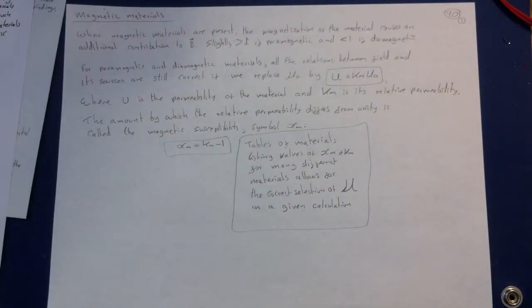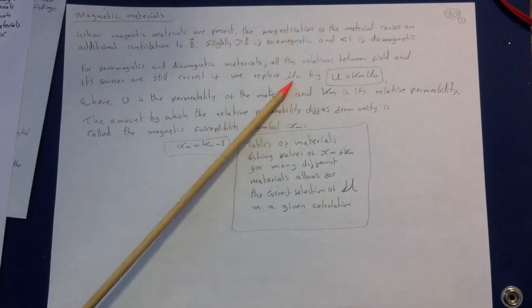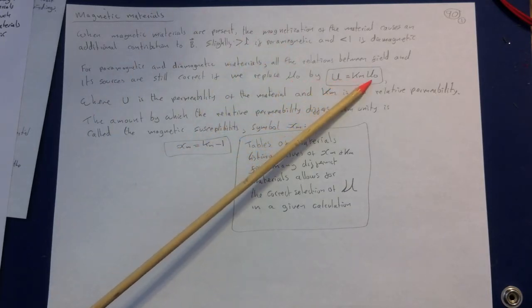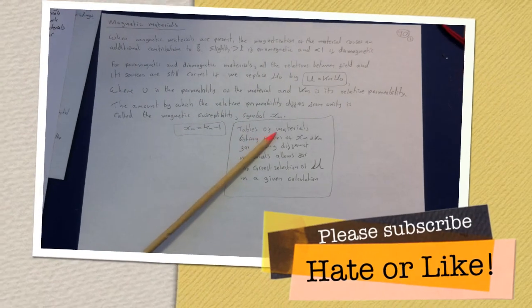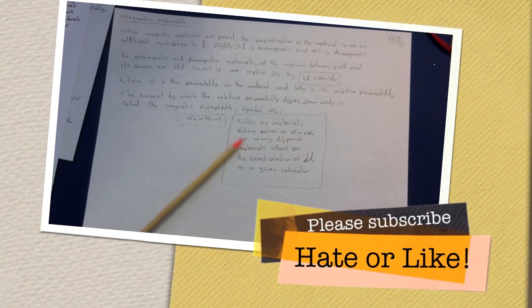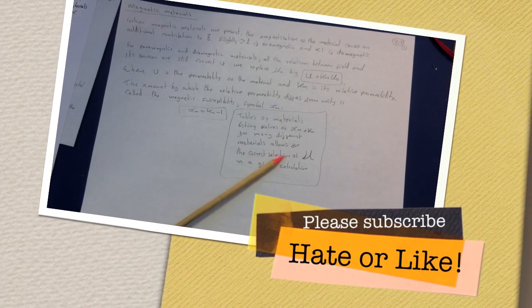When magnetic materials are present, the magnetization of the material causes an additional contribution to the magnetic field B. For paramagnetic and diamagnetic materials, all the relations between field and its source are still correct if we replace mu naught by the general mu equals Km mu naught, where mu is the permeability of the material and Km is the relative permeability. The magnetic susceptibility Xm is defined as Xm equals Km minus 1. The tables of materials will list values of Xm and Km for many different materials, and that allows for the correct selection of mu.